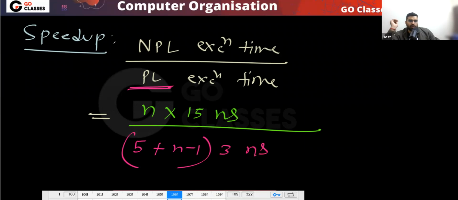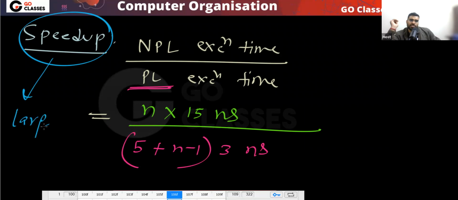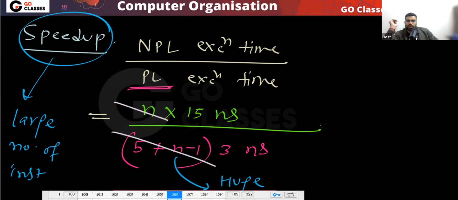Now, when you are calculating the speed up, assume that n is very large, a large number of instructions. If n is very large, then what will happen? The constants will cancel out, so your final answer will be 5. So your speed up will be 5. For this question, the answer is 5.